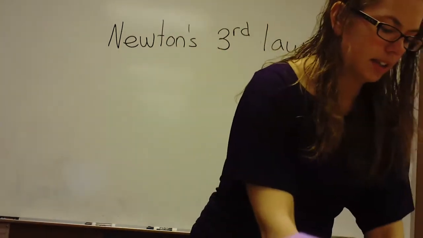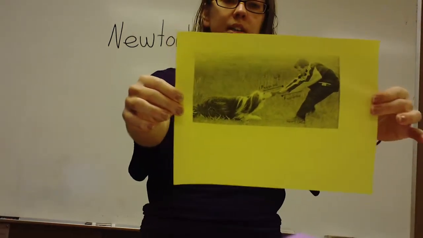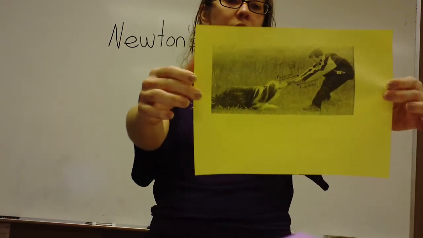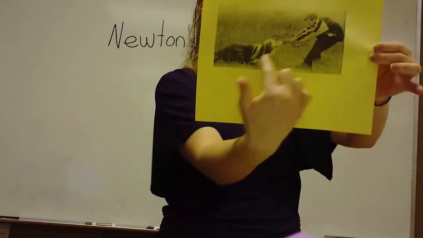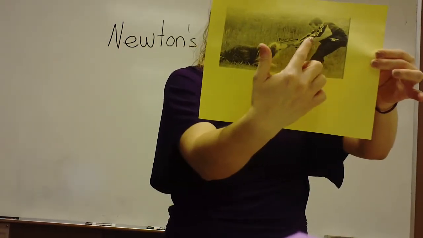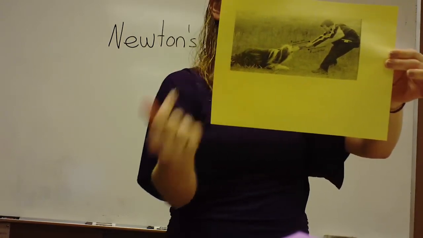Another example is if you're playing tug of war with your dog, or this little boy, he's playing tug of war with the dog. So the force of the boy pulling on the toy is equal but opposite to the force of the dog pulling on the boy.